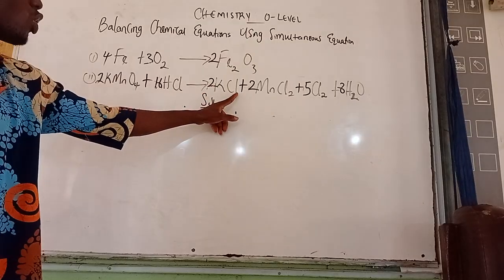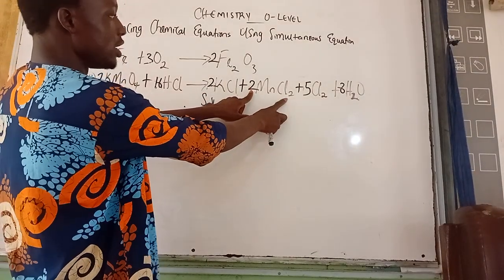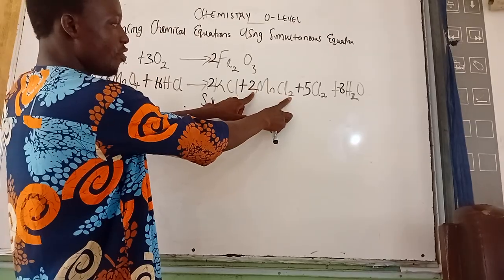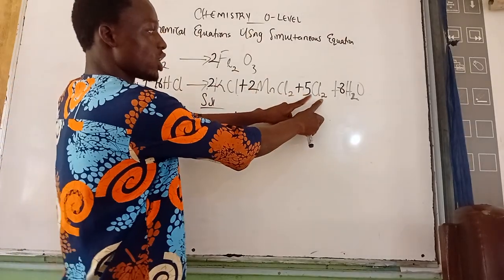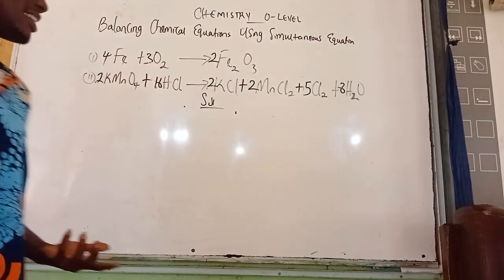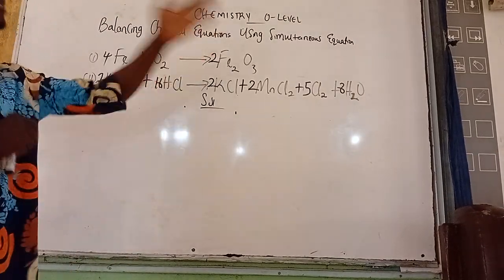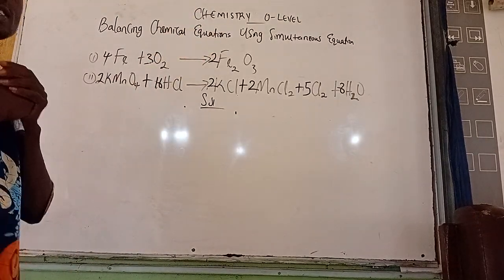Now here we have 2 chlorine. Here we have 4 chlorine, 2 times 2, 4. Plus 2, that's 6. We have 10 chlorine, 5 times 2, 10. 10 plus 6, that's 16. So everything is balanced. This method is very ideal, very fast, and very accurate.